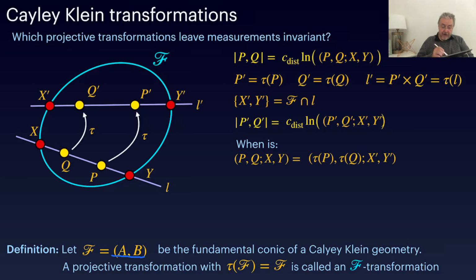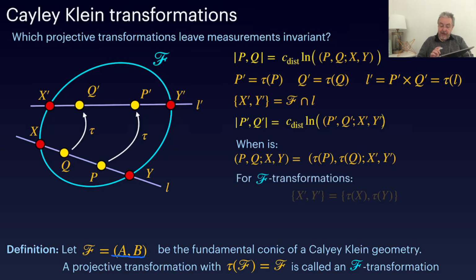So you ask for transformations that leave the fundamental object invariant as a whole. You apply the transformation, the object gets mapped to itself, and this is called an F transformation. And now the following happens: up to a possible sign change, the length measurement before and after the projective transformation, if it is an F transformation, is exactly the same.